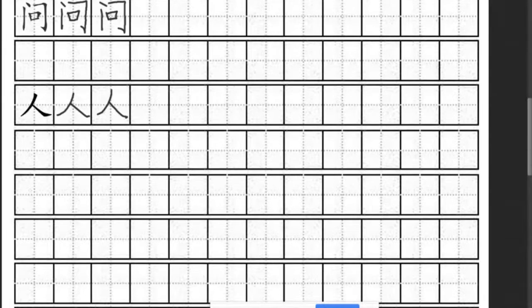So let's quickly do the review of 人, person, people, or mankind. 人 only has 2 strokes, a 撇 and a 捺. Here, 捺 is not exactly in the middle, it's a little bit to the top. Right? Again, 撇 and then 捺. After you practice 人, it's set up for the next character that we learned this week.